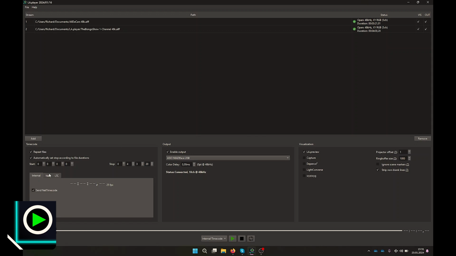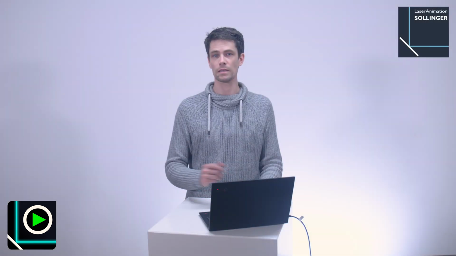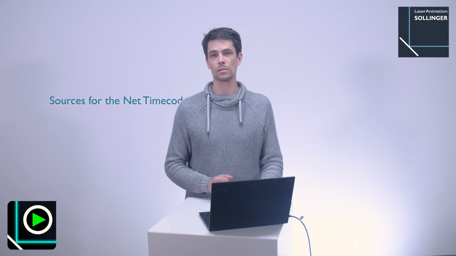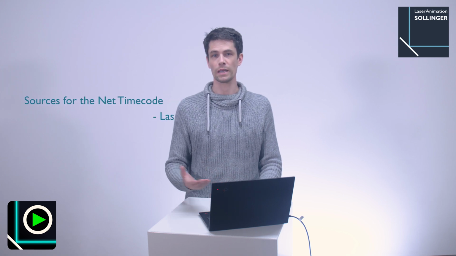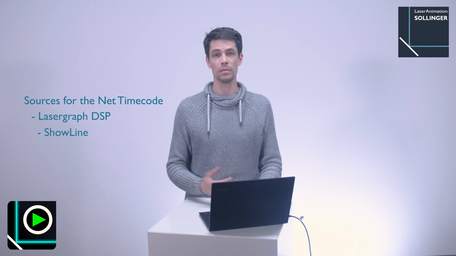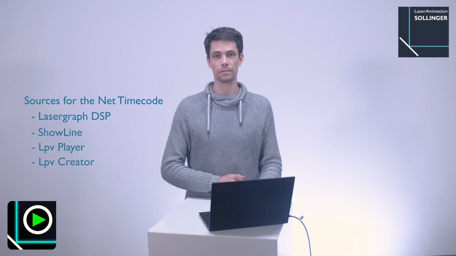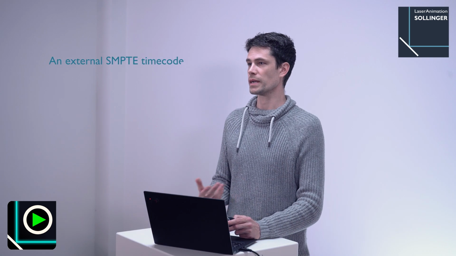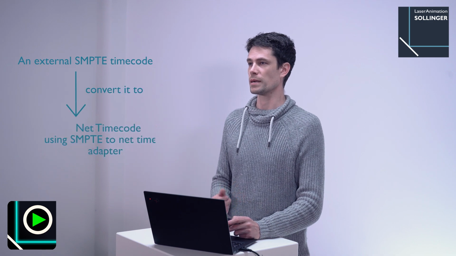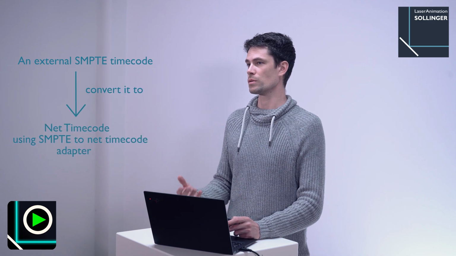Next to internal timeline, you can also select our net timecode, which is a UDP broadcast-based timecode. Once detected in the network, the source will show the net timecode adapter. In our case, we have here the IP address of my computer. There are numerous other possible sources for net timecode, such as our LaserGraph DSP, Showline, LPV.player, or LPV creator. If you have an external SMPTE timecode, you can also convert it to net timecode using a special SMPTE to net timecode adapter from LaserAnimation.